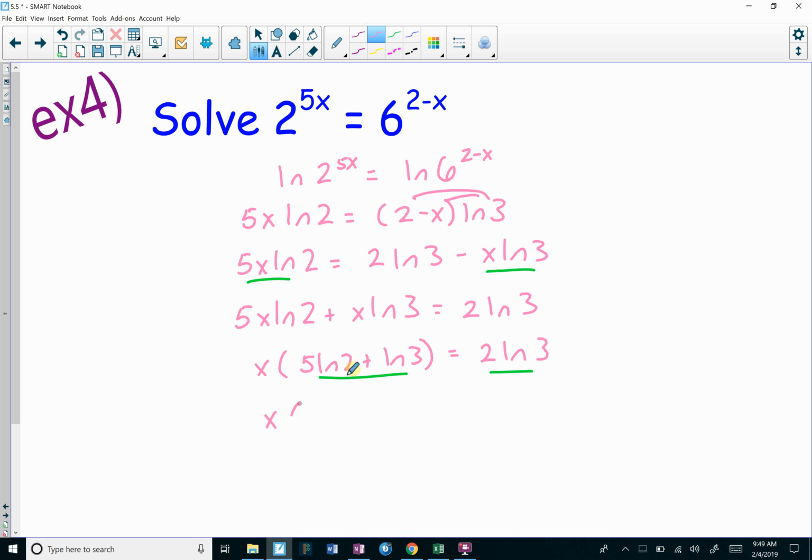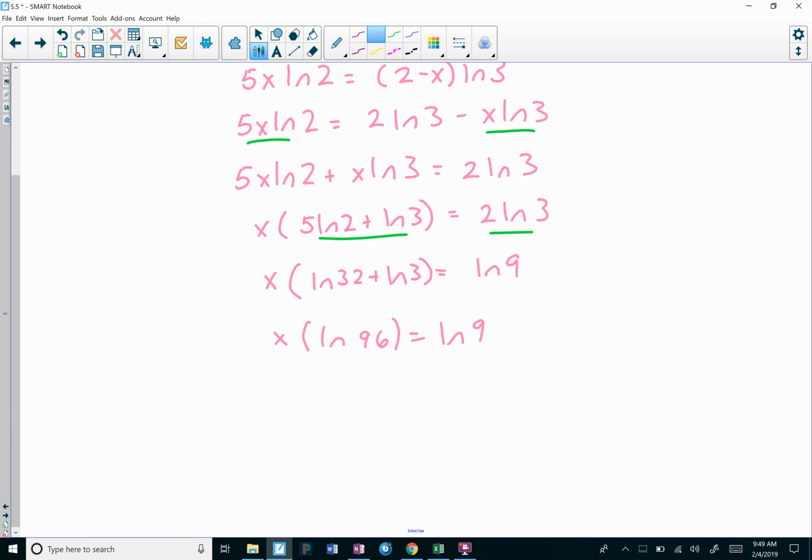I'm going to power up. 2 to the 5th is 32. 3 squared is 9. Keep going. Addition means I multiply the insides. So let's see, I'll get 6, 96. And finally, the goal is to get x by itself, so I need to divide by natural log of 96. So I get natural log of 9 over natural log of 96. Boom. That's my exact answer. Can't touch the 9 or 96. Can't reduce that. They're in 2 different logs, so there we go.